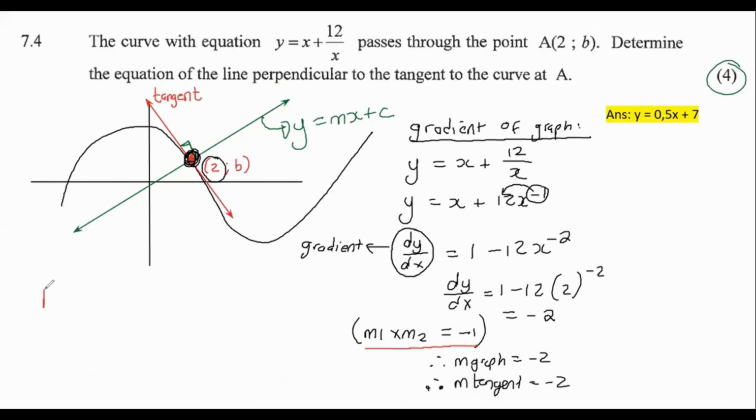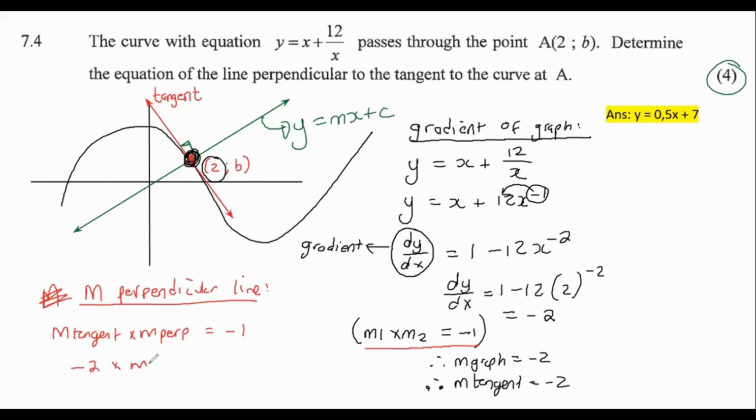So now what we're going to work out is the gradient of the perpendicular line. Now, the way that we do that is we know that the gradient of the tangent multiplied by the gradient of the perpendicular line should be equal to negative 1. That is just a mathematical concept that we've learned since grade 10, actually, even grade 9. So we can say minus 2 multiplied by the gradient of the perpendicular line equals negative 1. What you would find is that the perpendicular gradient should be a half.